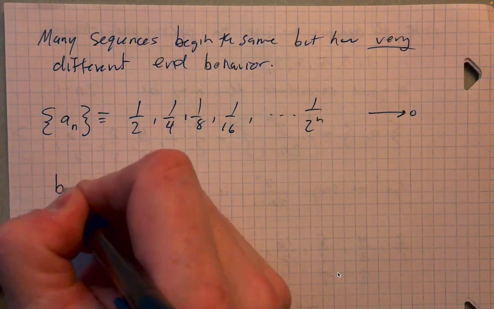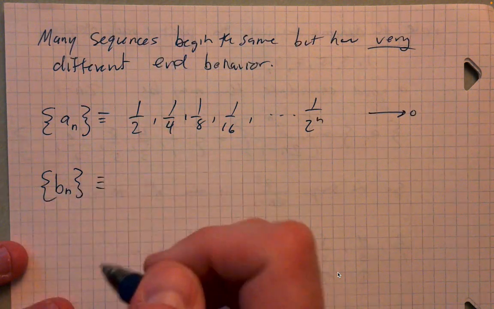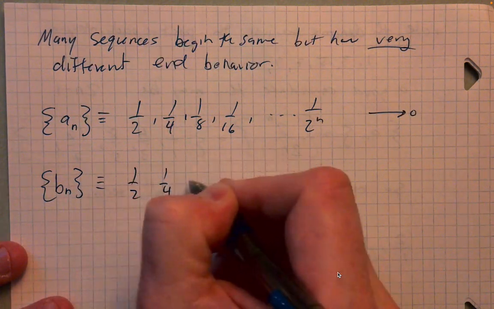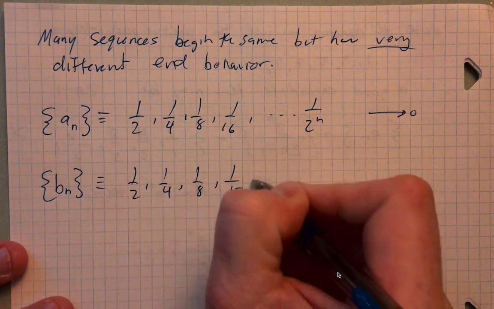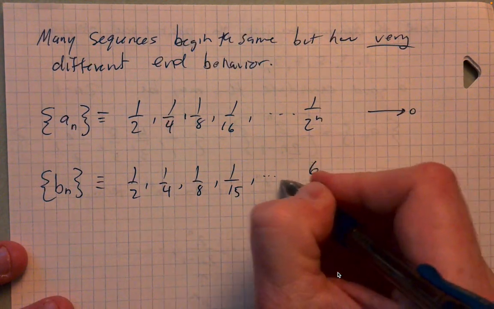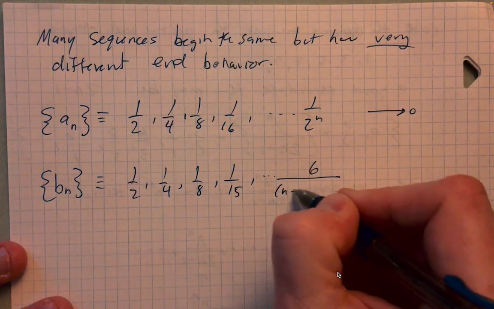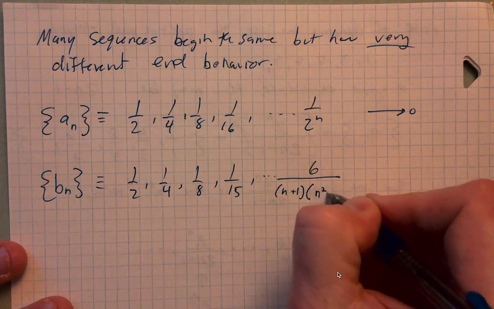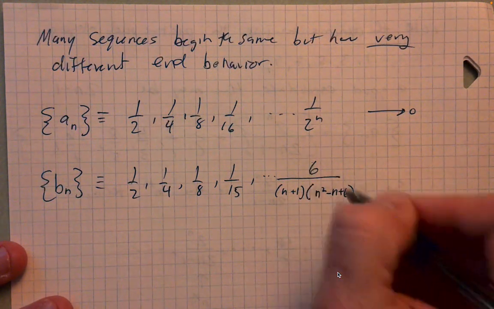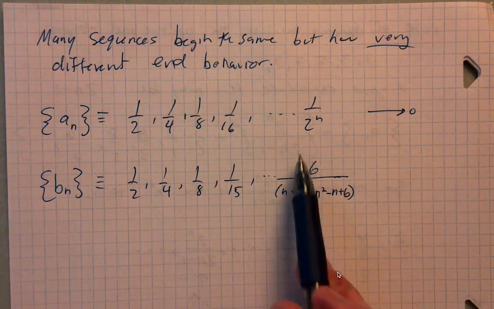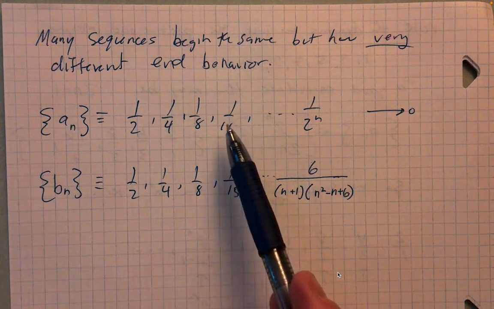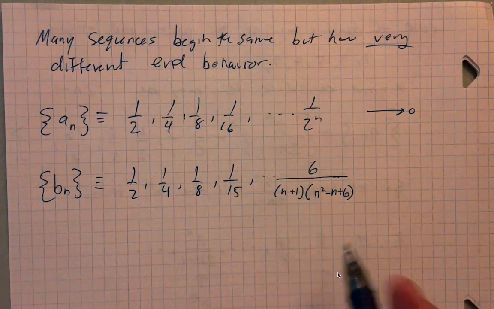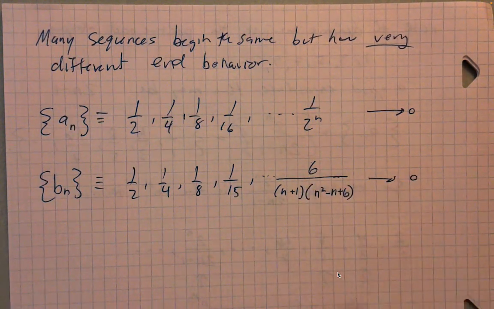So let's consider another sequence. It starts out exactly the same. So you've got 1/2, 1/4, 1/8, 1/15. And this one looks like this: 6 over n plus 1 times n squared minus n plus 6. The nth term here is very different. Even though the first 3 terms of the sequence are identical, in the 4th term it's 1/15 instead of 1/16, but this sequence also goes to 0 as n goes to infinity. So this one also converges.